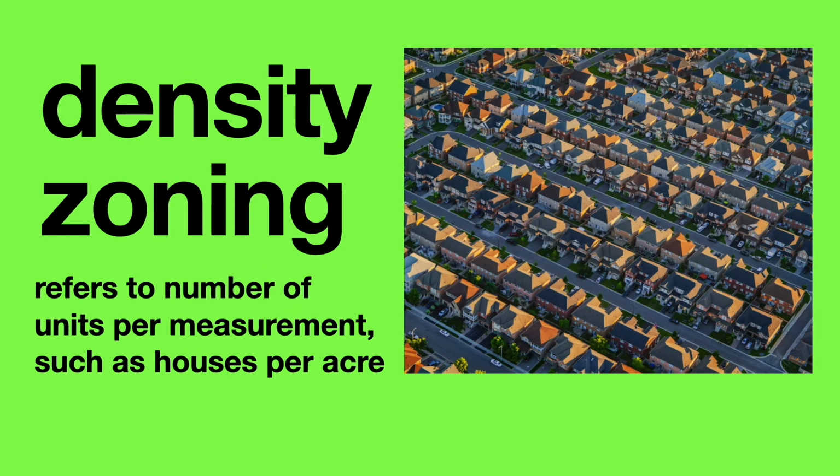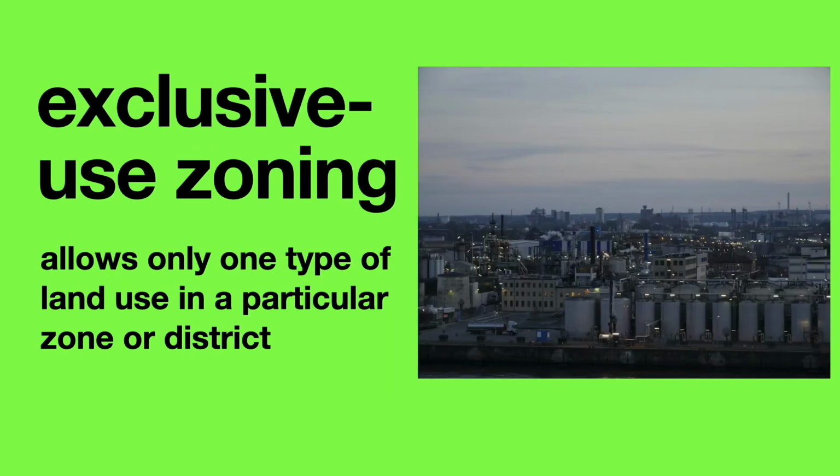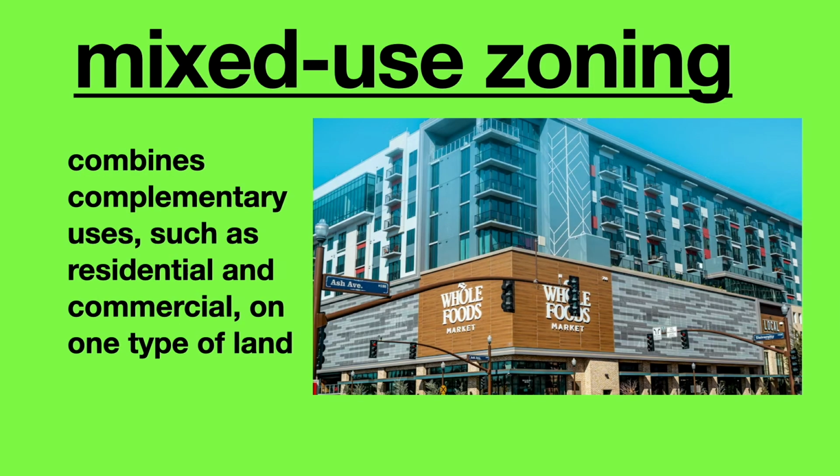Density zoning refers to a number of units per measurement, such as houses per acre. Spot zoning rezones a specific property for use within another zoning area. Exclusive use zoning allows only one type of land use in a particular zone or district. Mixed-use zoning combines complementary uses, such as residential and commercial, on one type of land.